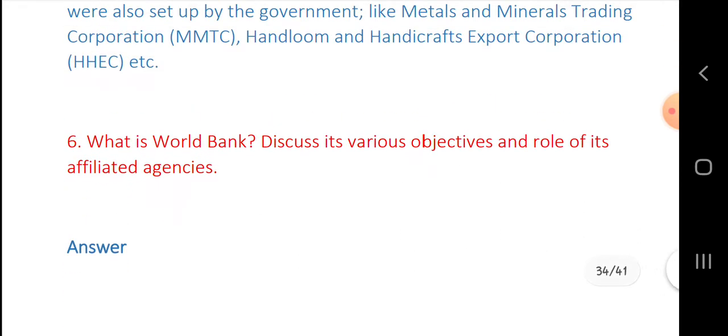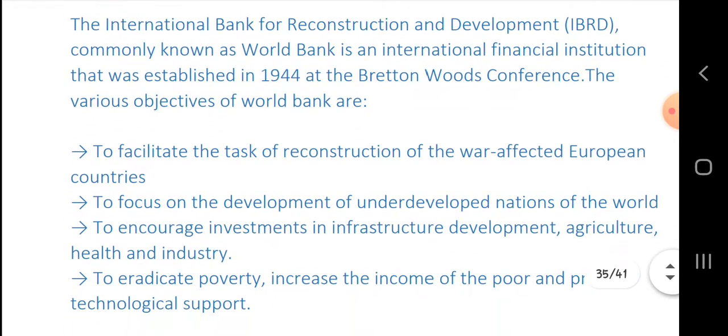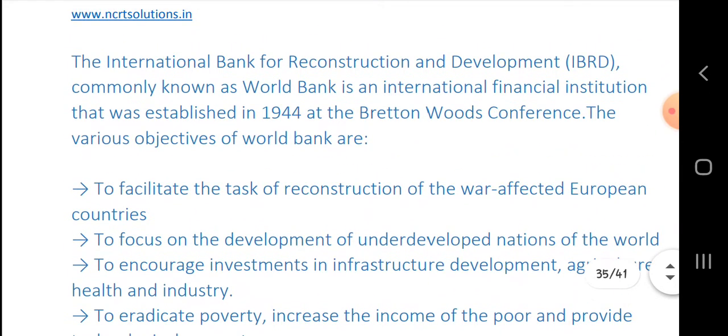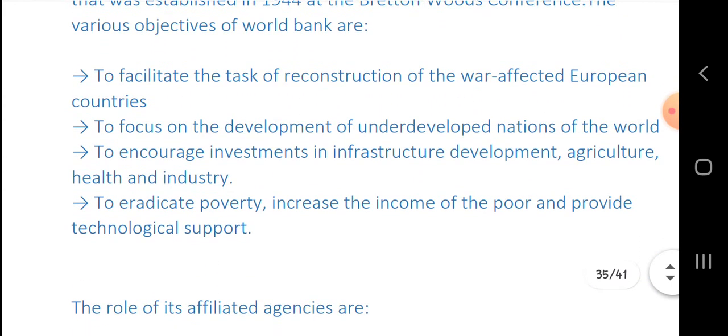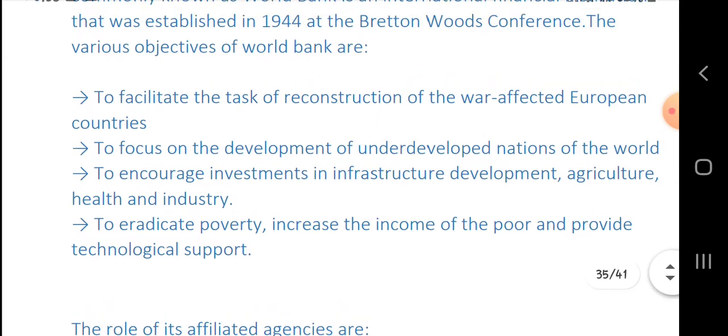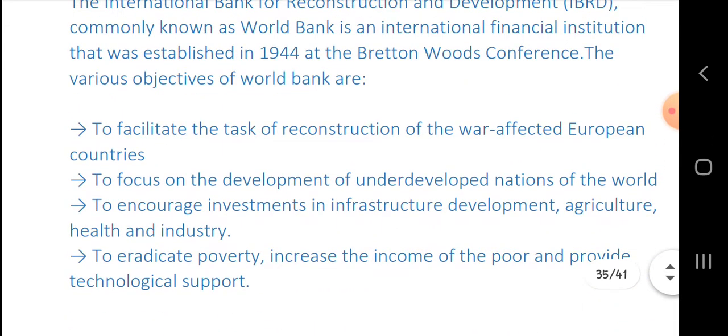So what is the World Bank, and let us discuss its objectives and role. The International Bank for Reconstruction and Development, IBRD, is also known as the World Bank. Its objectives are to facilitate post-war reconstruction, focus on the development of undeveloped nations, encourage investment in infrastructure development and agriculture, and eradicate poverty.